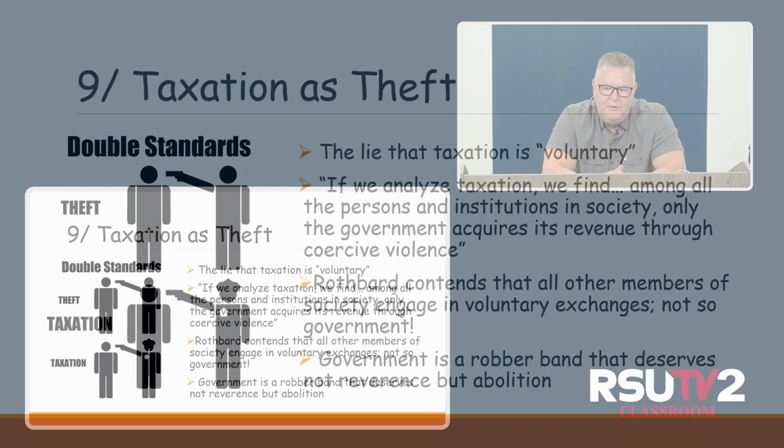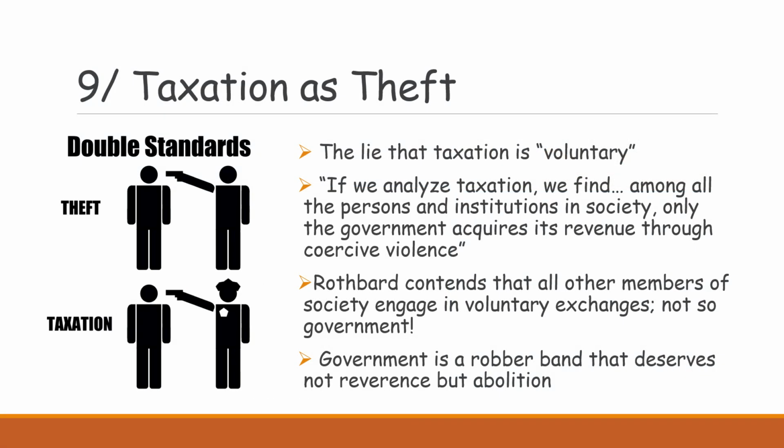Again, the argument is that taxation is theft. And he basically makes the argument that taxation as voluntary is a lie. Now, again, keep in mind, taxes are levied by people who are elected. And all spending bills originate in the House of Representatives. The House of Representatives is a popularly elected body.